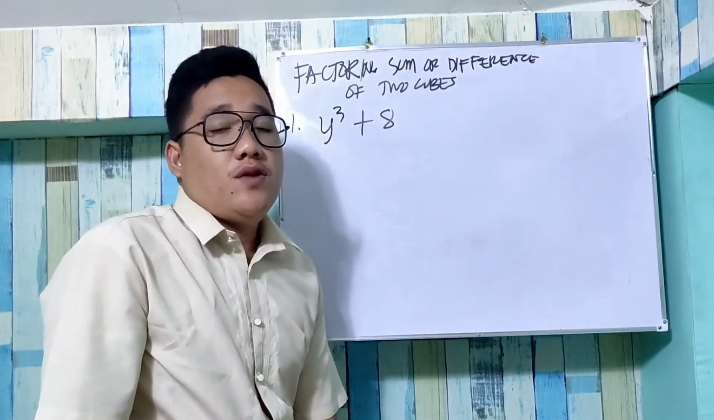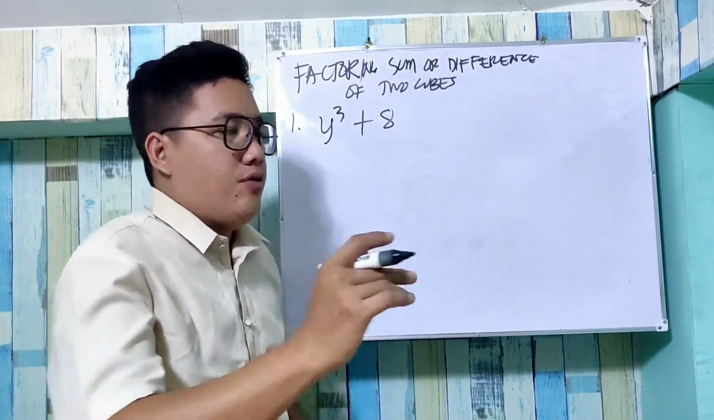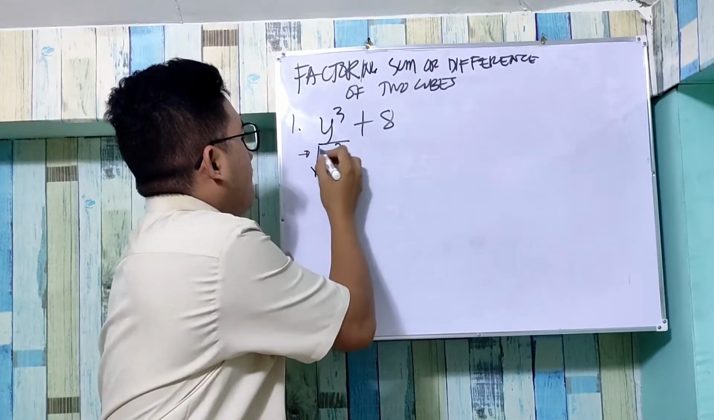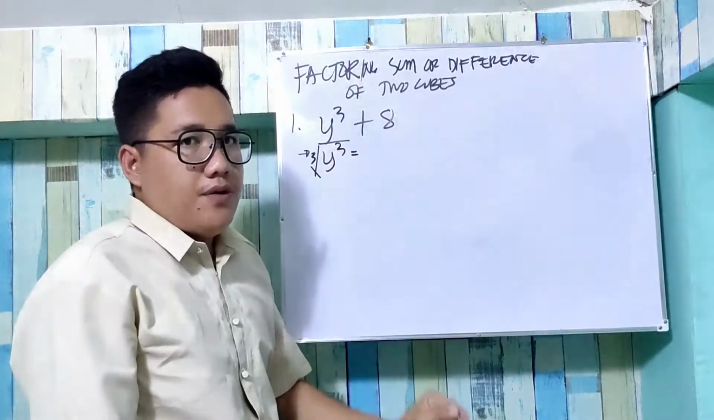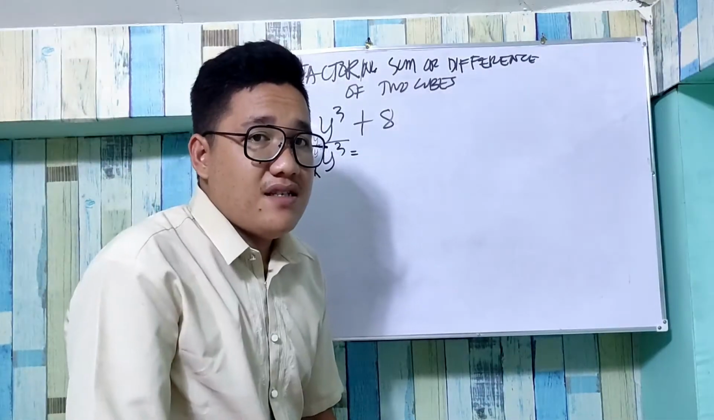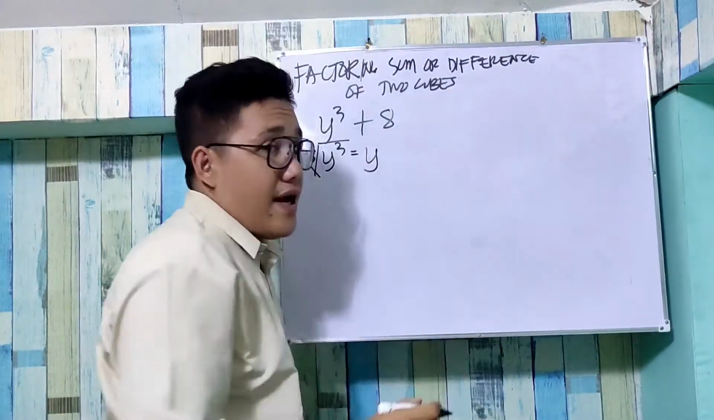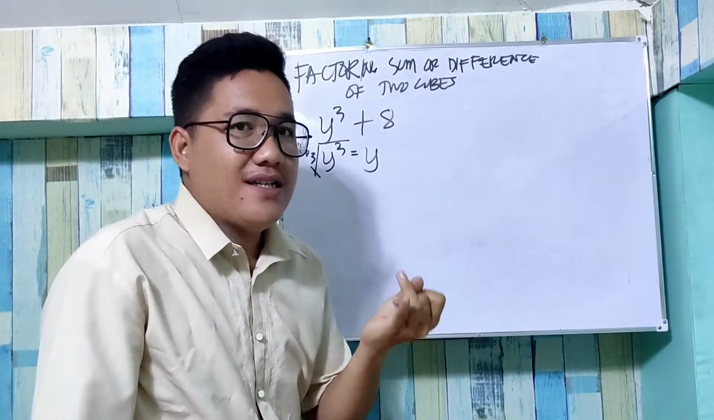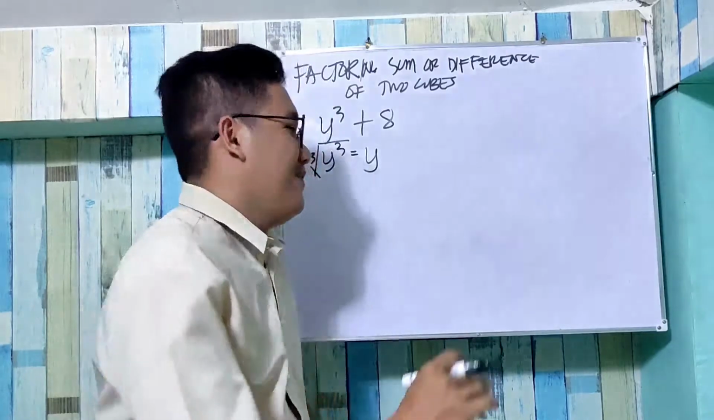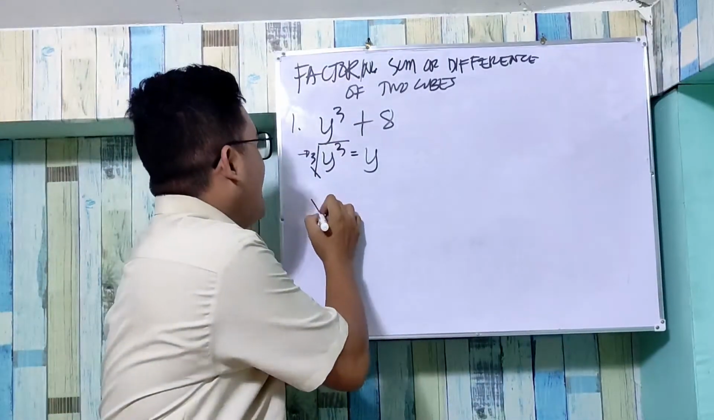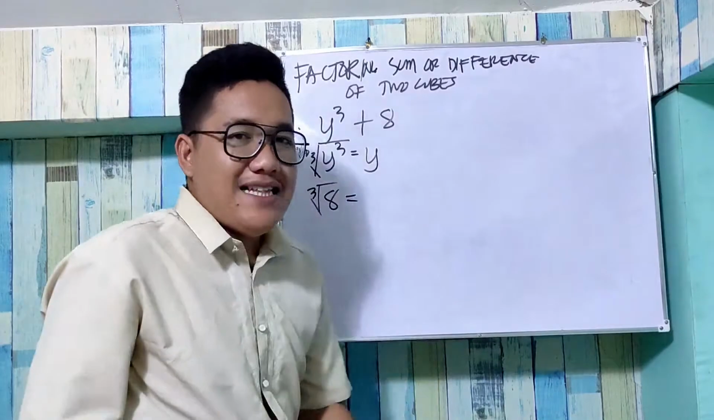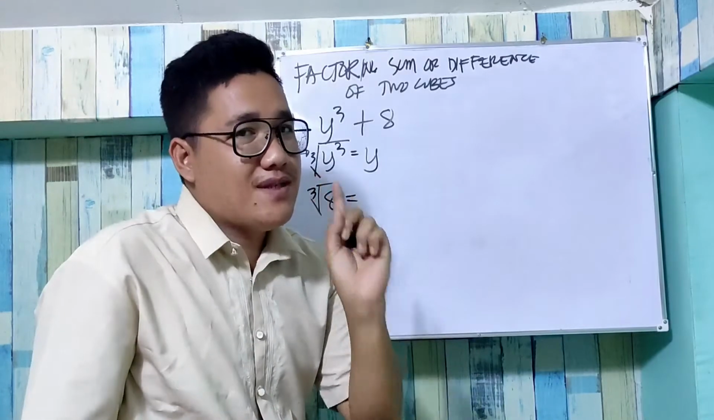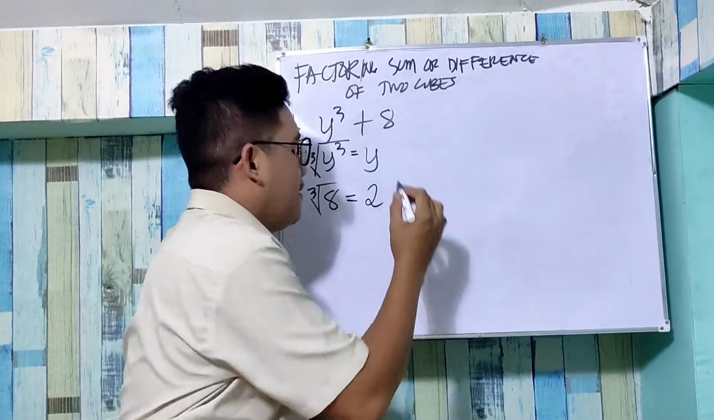We are going to get the cube root of each cube. First, what is the cube root of y raised to 3? That is, okay, very good, y. Y times y, that is y squared, times y, that is y cubed. As simple as that. So, what is the cube root of 8? Nasabi ko na kanina, that is 2. 2 times 2, that is 4, times 2, that is 8. So, we have here 2.